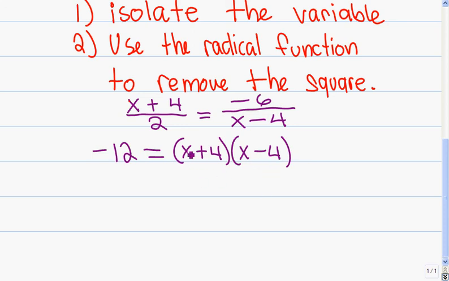Remember that when I'm multiplying parentheses, I multiply the first term times everything inside the second parentheses, and the second term times everything inside the second parentheses. So let's do that. x times x is x squared. x times negative 4 is negative 4x. Then positive 4 times x is plus 4x. And positive 4 times a negative 4 is negative 16.